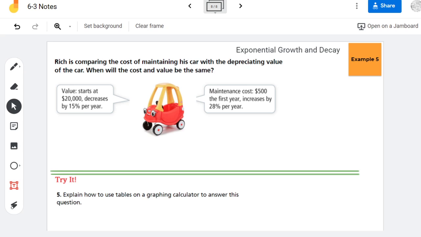I'll be honest, I didn't like the picture that was in the book, so I took some liberties and replaced it with my own. So you might see a different car.